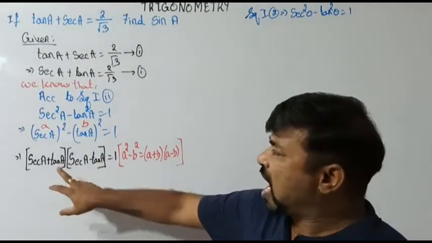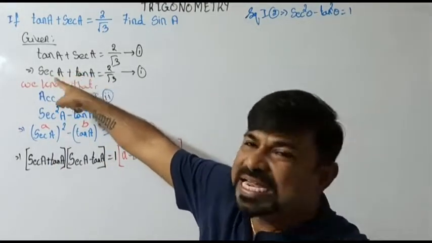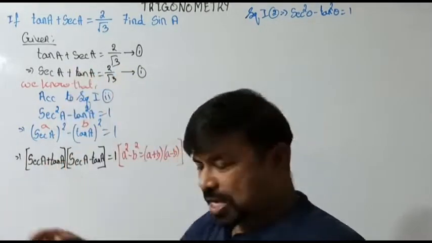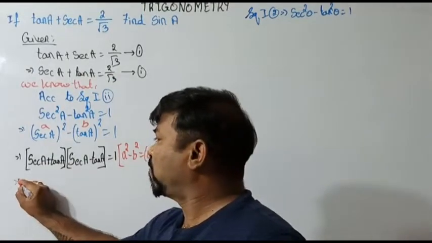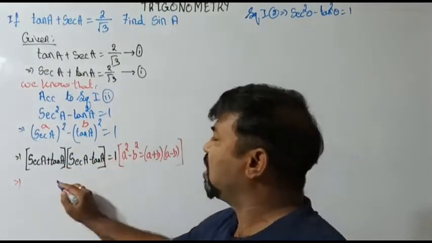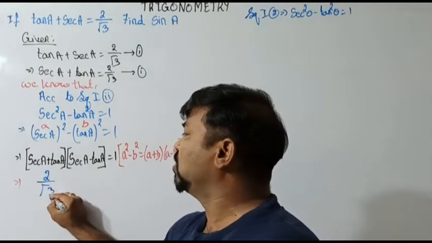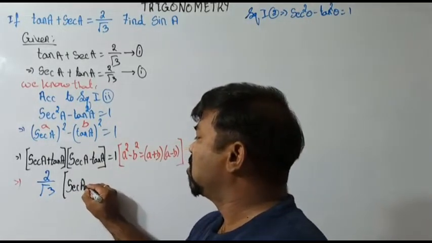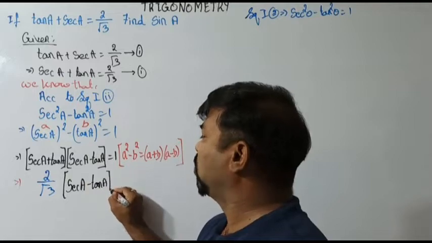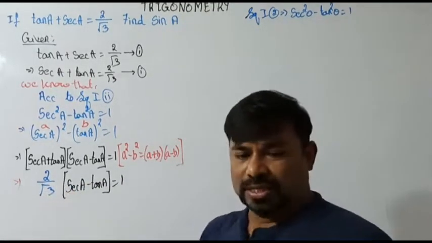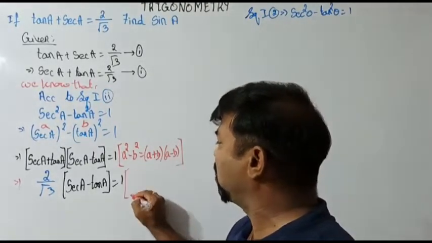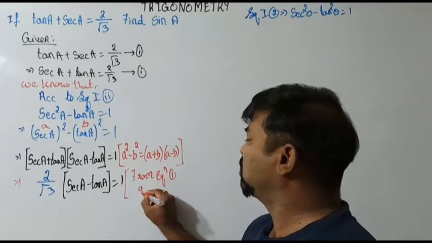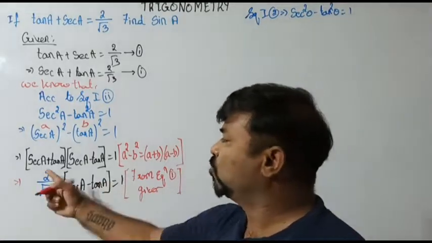After coming over here, I have seen that secant A plus tan A can be written as 2 by root 3. Cool, it's already given there. So why can't I plug in that value in the given question? In the place of secant A plus tan A, I'm writing 2 by root 3. Of course, the leftover is secant A minus tan A is equal to 1. Why did I write 2 by root 3? Straight away from equation 1, that's given, from where I have taken it as 2 by root 3.